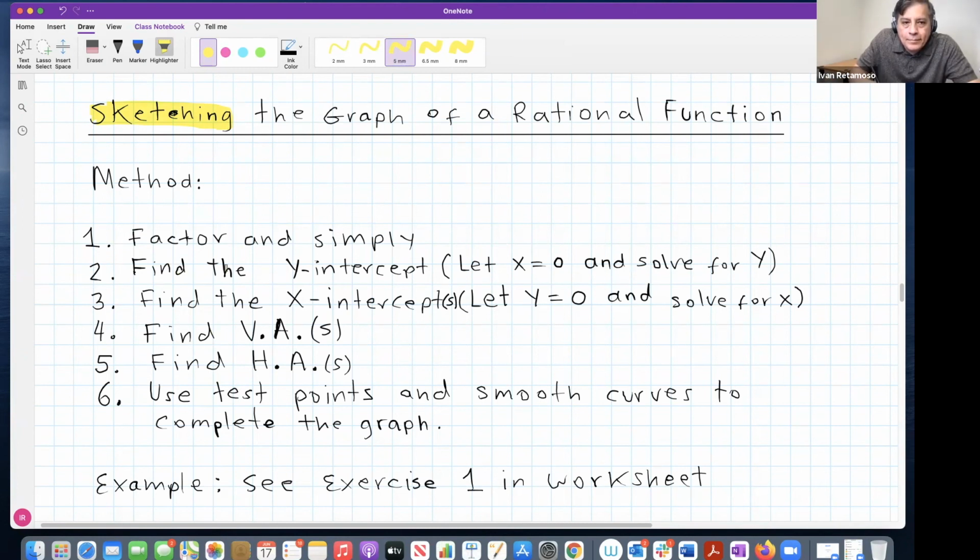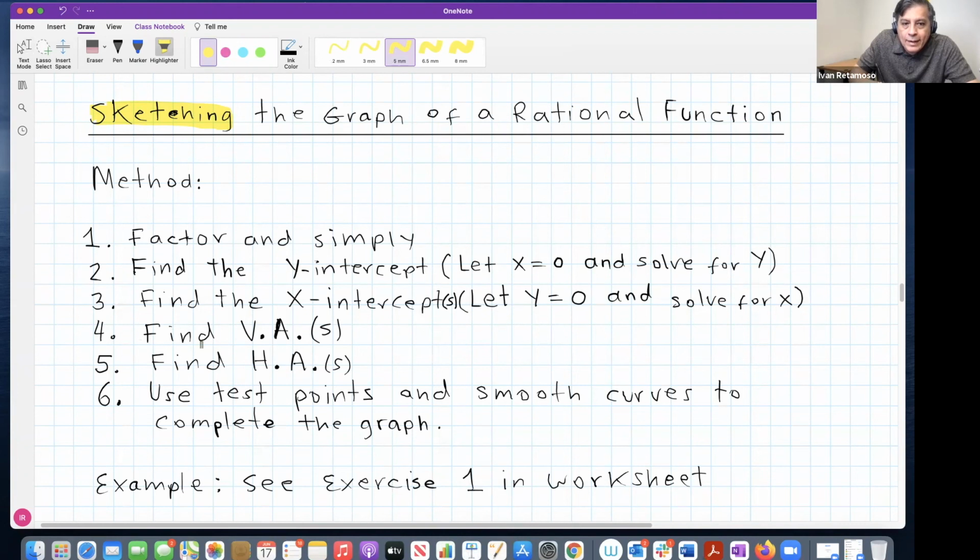Step 1 to graph a rational function is factor and simplify. Remember, simplifying is very important, right? Factor and simplify, first step. Step 2, find the y-intercept. Let x be 0 and solve for y. Step 3, find the x-intercept or intercepts. Let y be 0 and solve for x.